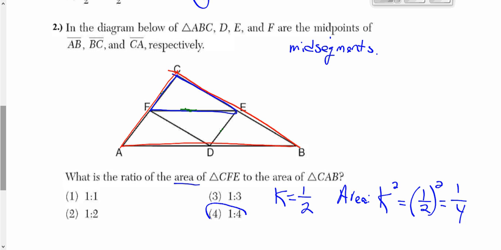So if we just look at how many triangles there were, they said 4 triangles. That's one of those cosmic coincidences. Okay.